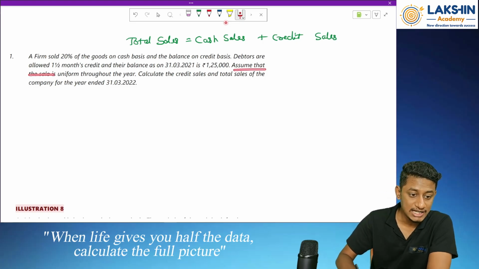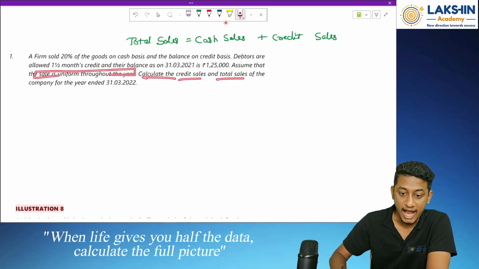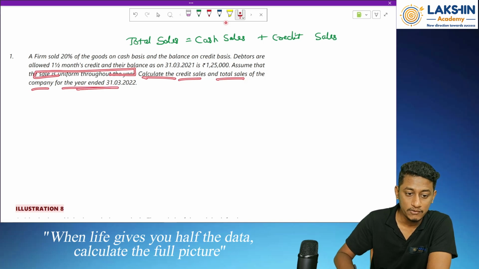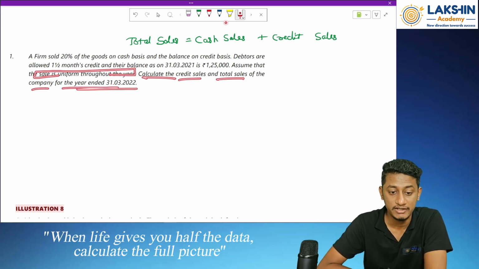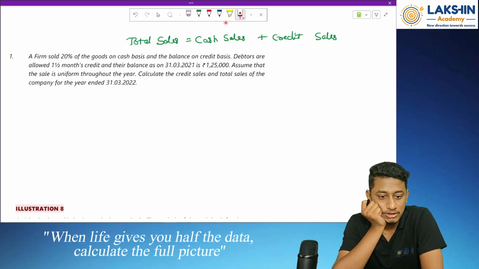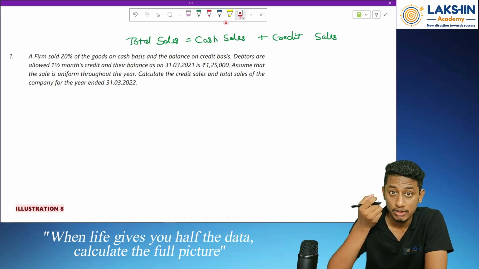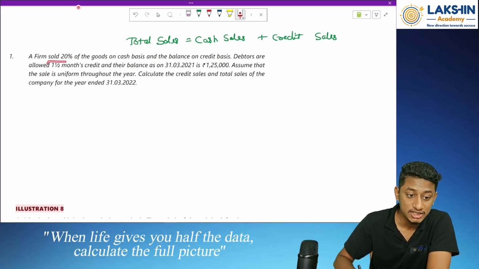Assume that the sale is uniform throughout the year. Why is this hint given to you? I will tell you why. Calculate credit sales and total sales of the company for the year ended 31st March 2022. Now what has happened over here? What is given to us over here? Only the pending debtors balance is given to us, and how much credit is given to them. So how will I find the value of sales?